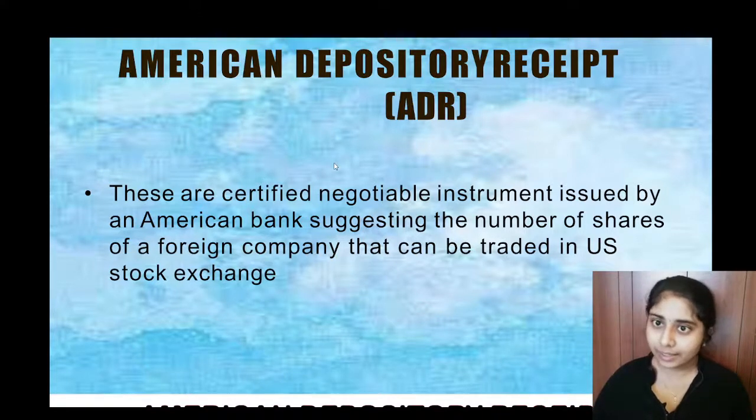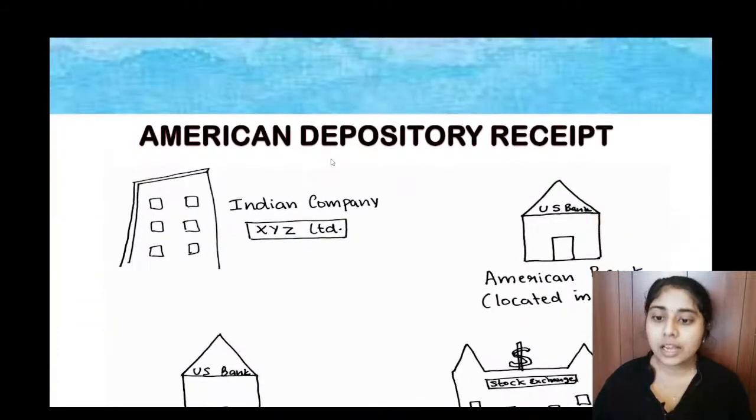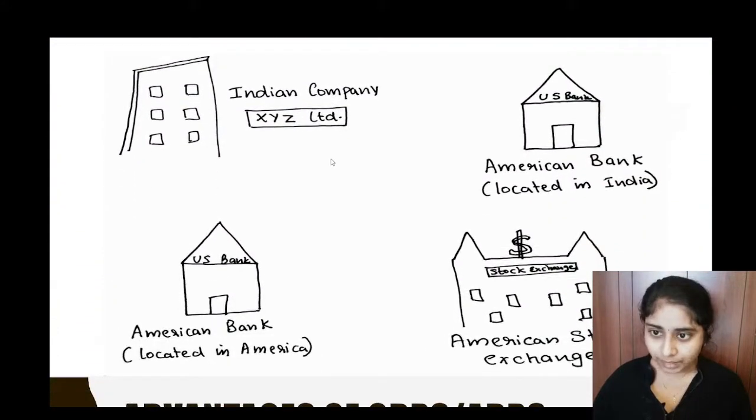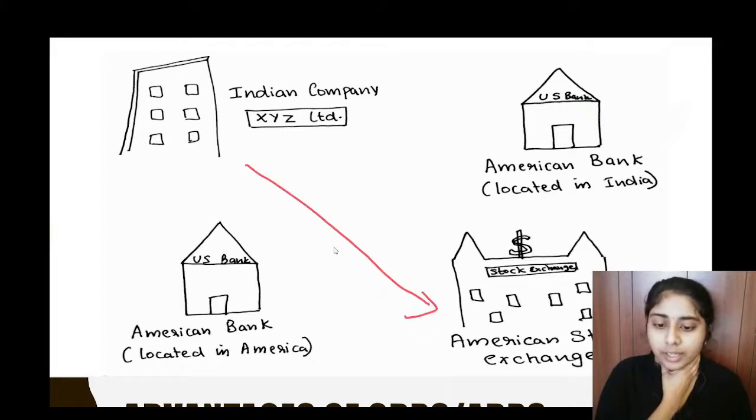So we can understand this also with the help of an example. We can take this example for understanding ADR. There is an Indian company named XYZ. They want to issue their shares in the American Stock Exchange, that is, they want to issue 50 shares itself.